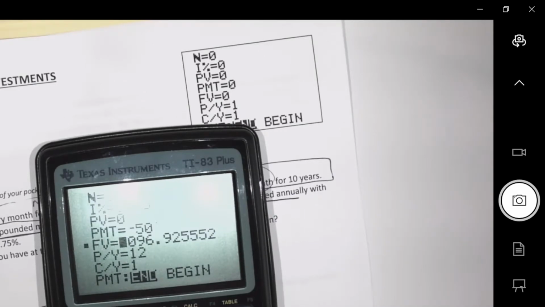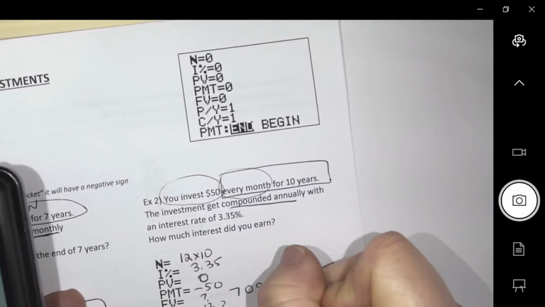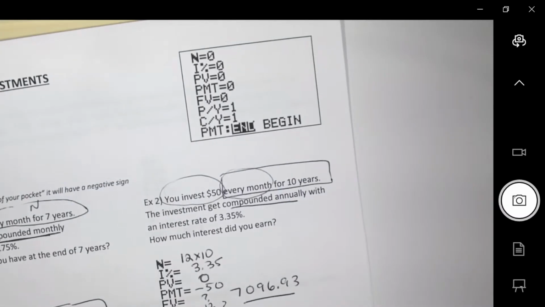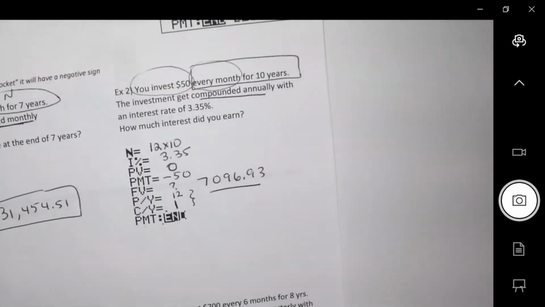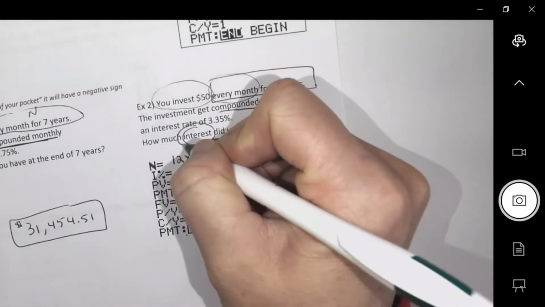Okay, everyone good with the type? So I'm getting 7,096, is that what we're getting? Okay, now, this isn't the answer. This is how much money we have at the end, okay? But that's not the answer. I want to know how much interest.